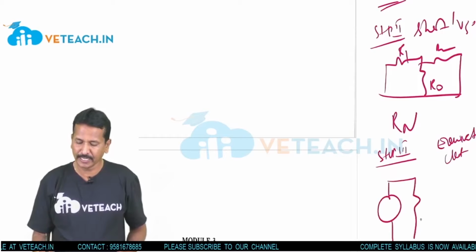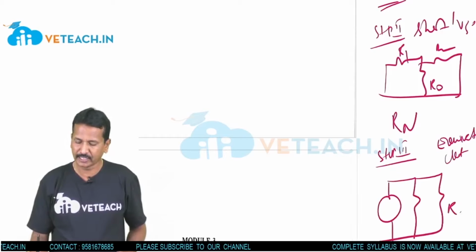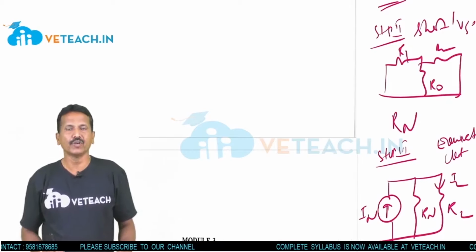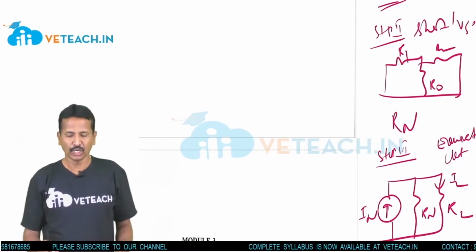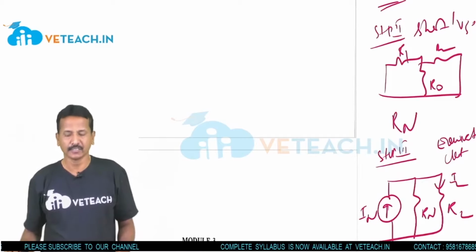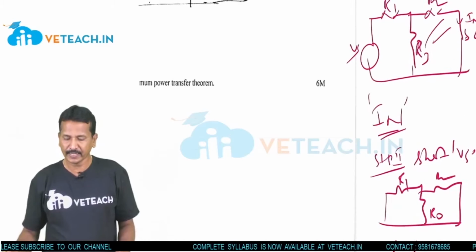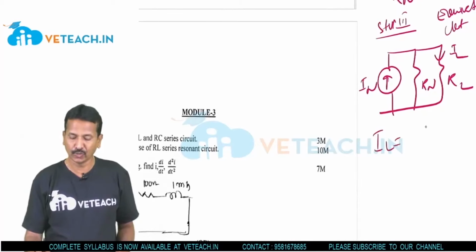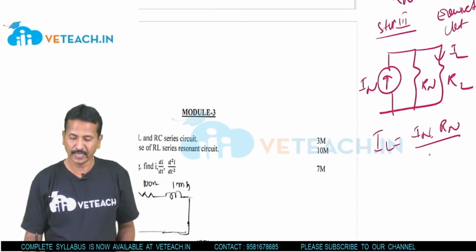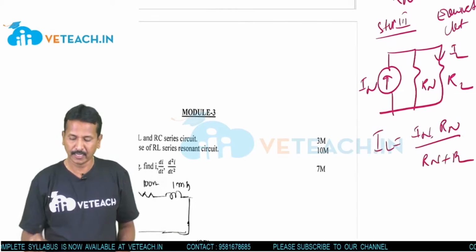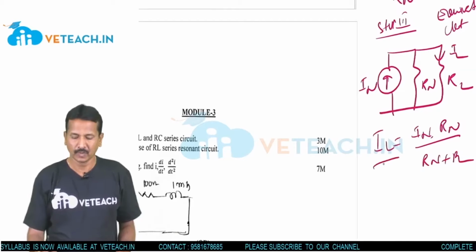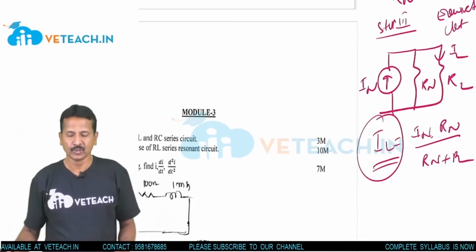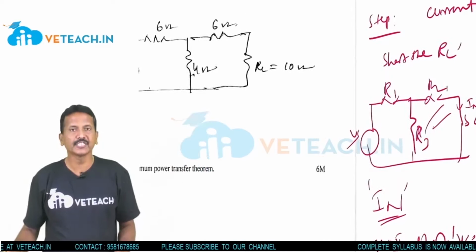Always the current source is in parallel with the load resistance. Norton's for current, Thevenin's for voltage. Voltage in series with the Thevenin's resistance, Norton's current in parallel with the Norton's resistance. Right? The last thing that we have to find is the load current. IL is equal to IN into RN by RN plus RL. Load current. Our main point is to find the load current. So these are some of the steps to find the Norton's theorem.